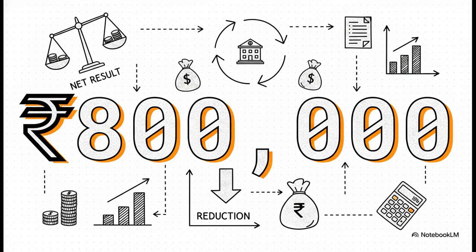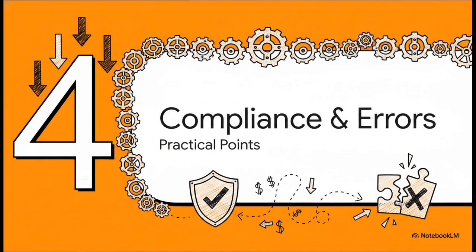It really is a fair system, right? It makes sure you're taxed on the net result of your efforts within that category. Okay, so knowing the rule is one thing, but applying it correctly is the whole game. Let's talk about compliance and some of the common mistakes that people tend to make.